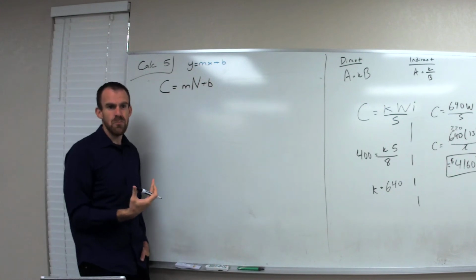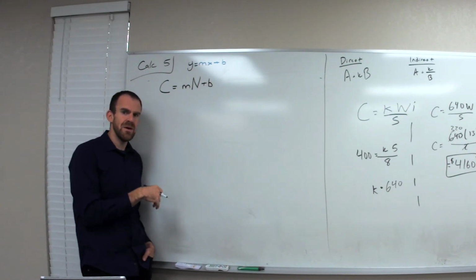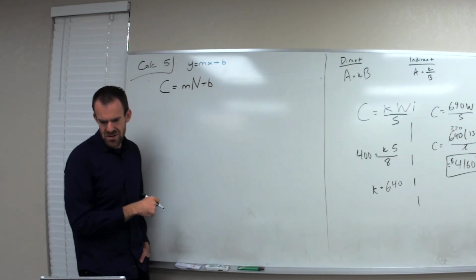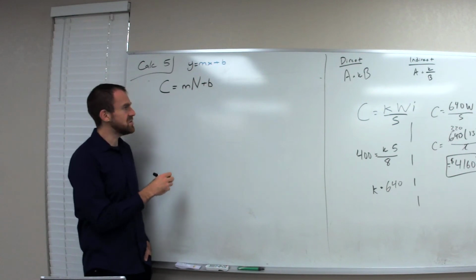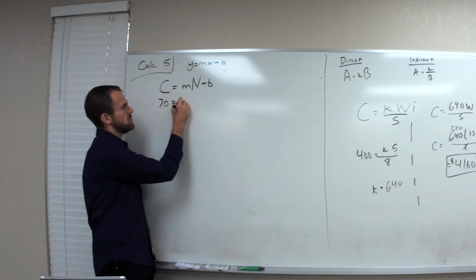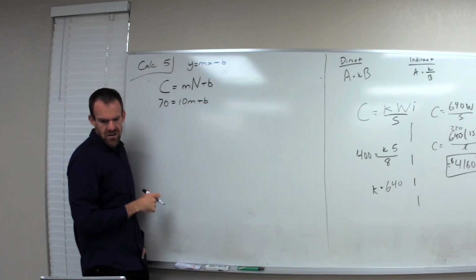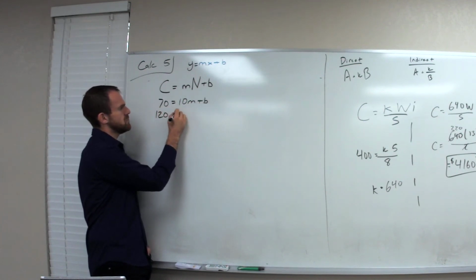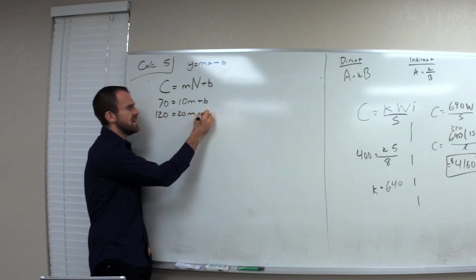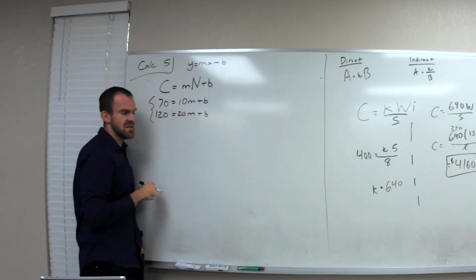Now, are we going to be surprised that they give us enough information to solve for m and b? Of course not. When there were 10 workers, the cost was 70. When there were 20 workers, the cost was 120. Can I solve for m and b using these two equations?